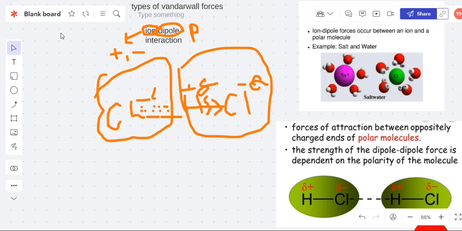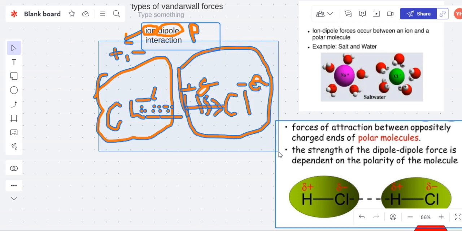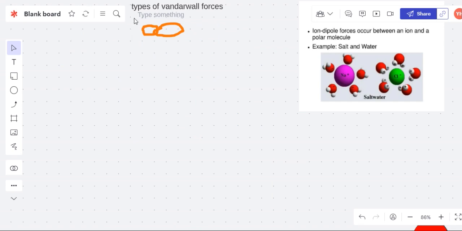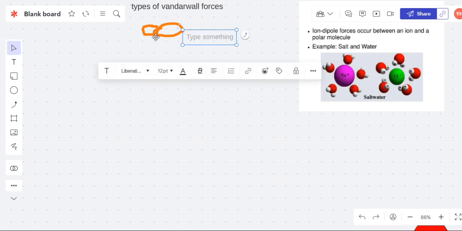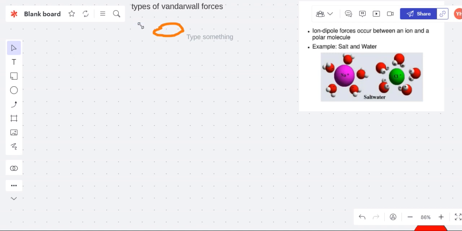So let's include one more example: how sodium chloride is soluble in water. We can include that example as well. However, I'm dealing only with the dipole here. So ion dipole, as you can see here in the picture as well. Let me just explain the picture, then we're moving on. Here sodium chloride is given, so I'll be drawing it here as well.